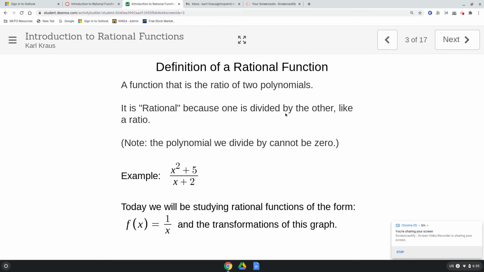The definition of a rational function: a function that is the ratio of two polynomials. It's rational because one is divided by the other, like a ratio. Note the polynomial we divide by cannot be 0. An example would be x squared plus 5 over x plus 2. Today we'll be studying rational functions of the form f of x equals 1 over x and the transformations of this graph.